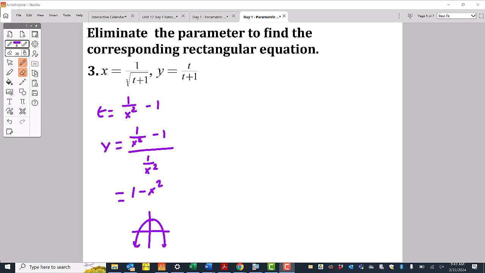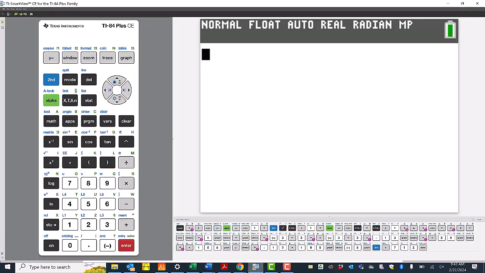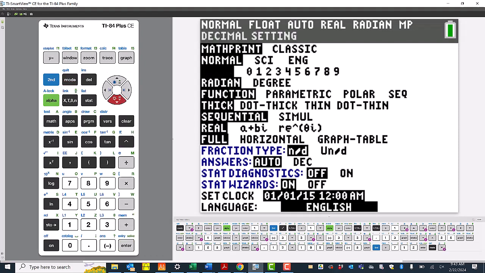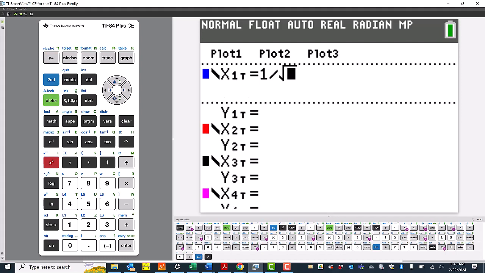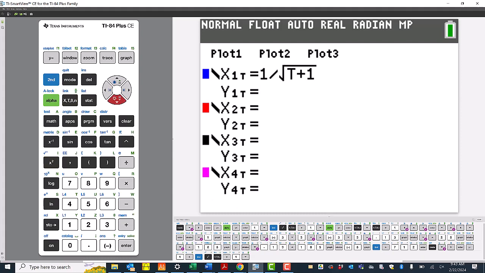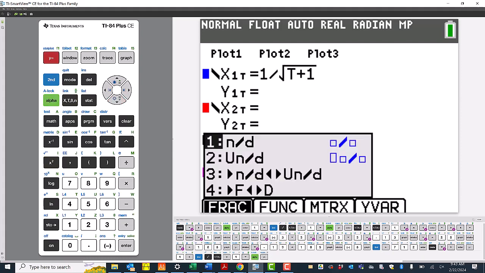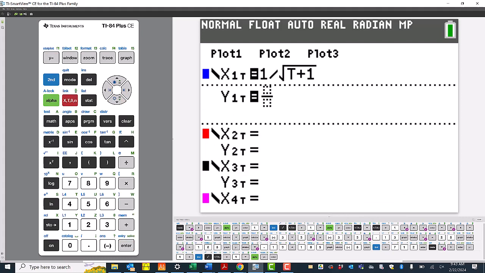But let's look at the calculator and see what it shows us. So if we go to the calculator, we can change our mode to parametric, and that changes a few things about it. We can now graph a parametric equation. So we have 1 divided by the square root of t plus 1. And then I'll make this one an actual fraction. We have t over t plus 1.